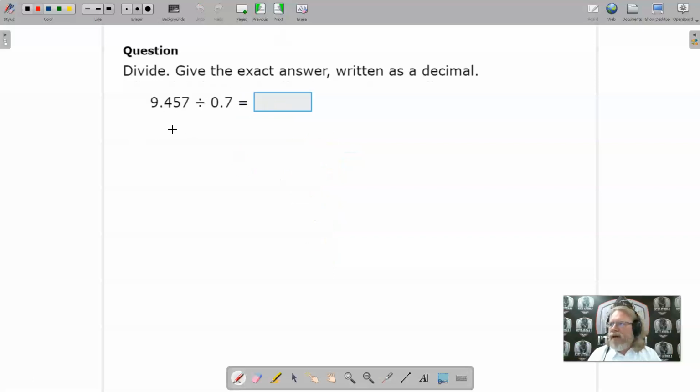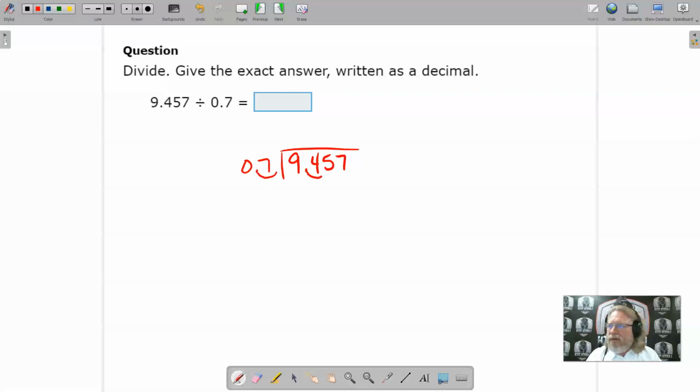All right, we're finally to a problem where we have a decimal in both the dividend and the divisor. So our dividend, what's going in the box, is 9.457. That goes in the box, and then 0.7 outside. Now we want this to be a non-decimal number, so we need to multiply it by 10. That is to say, we're going to move the decimal over one place, so it becomes a 7.